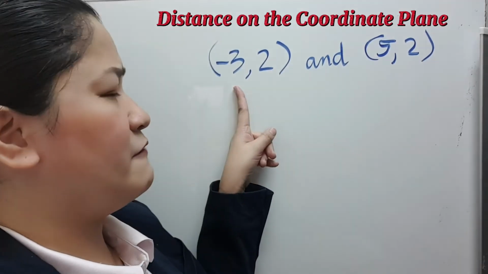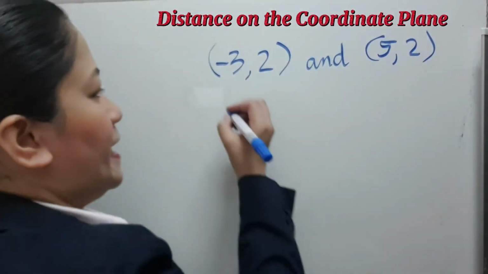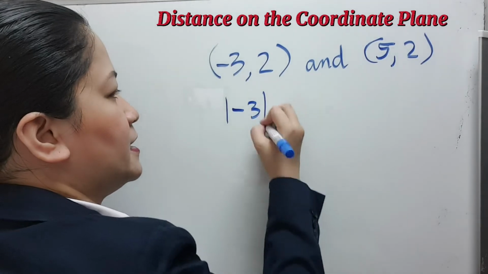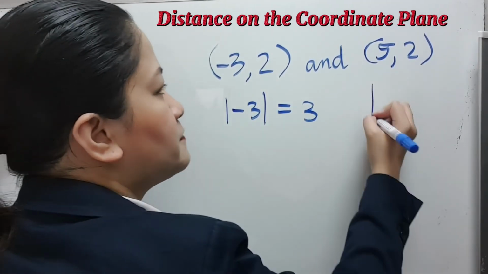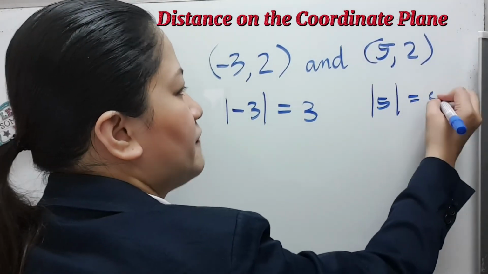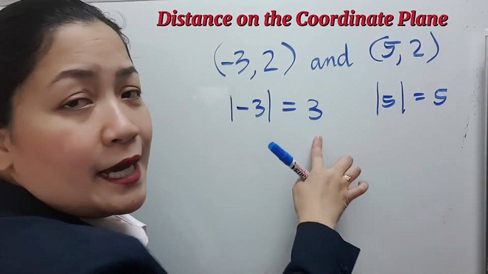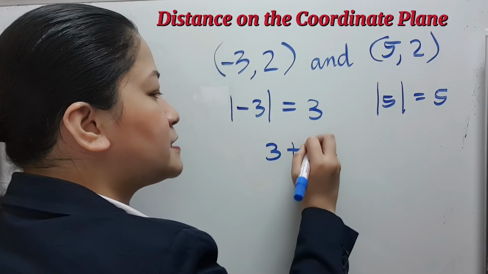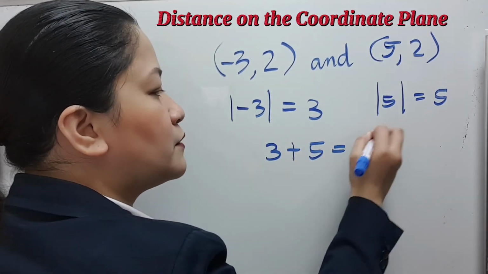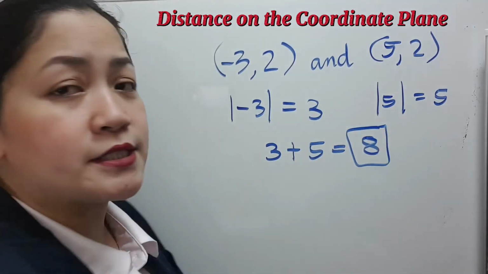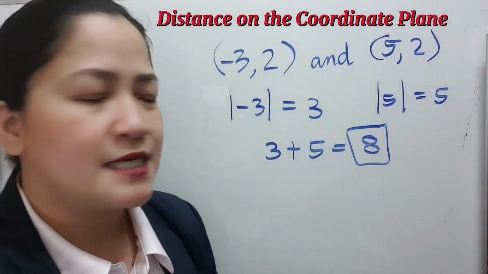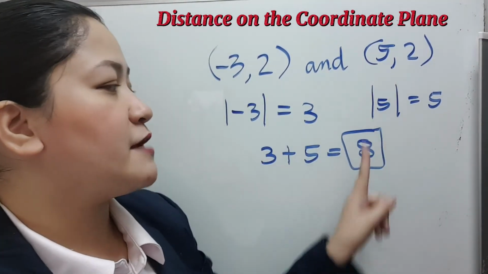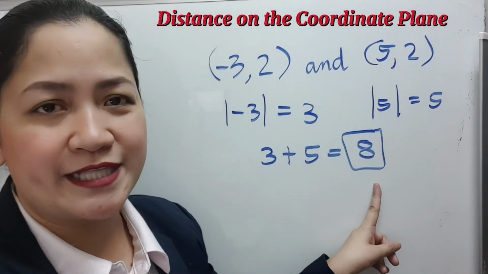So, we have -3 and 5. The absolute value of -3 is 3. The absolute value of 5 is 5. Then you are going to add the two absolute values. That will be 3 plus 5, and that will give you the distance of the points in the coordinate plane. That means the two points have a distance of 8 units.